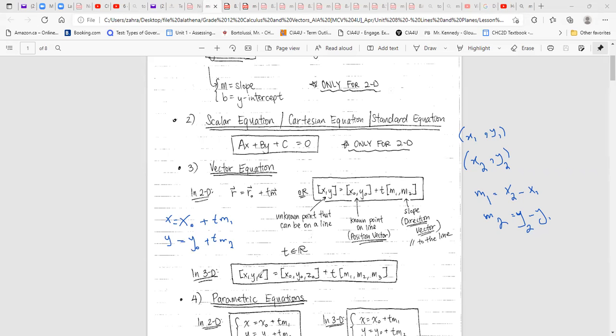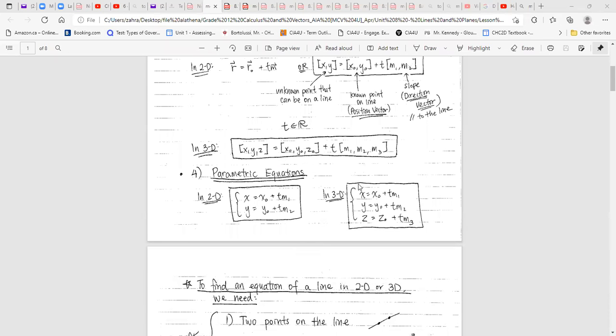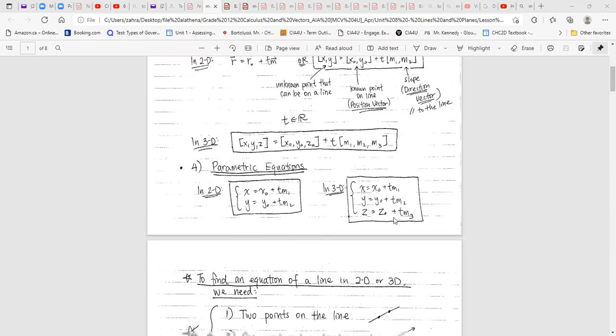For 3D, we have x, y, and z. This is the point, any point on the line, x0, y0, z0. Again, t is the parameter, and this is the direction of the line, m1, m2, and m3. This is the parametric equation: x is equal to x0 plus m1 t, y is equal to y0 plus t m2, z is equal to z0 plus t m3, as you see there.